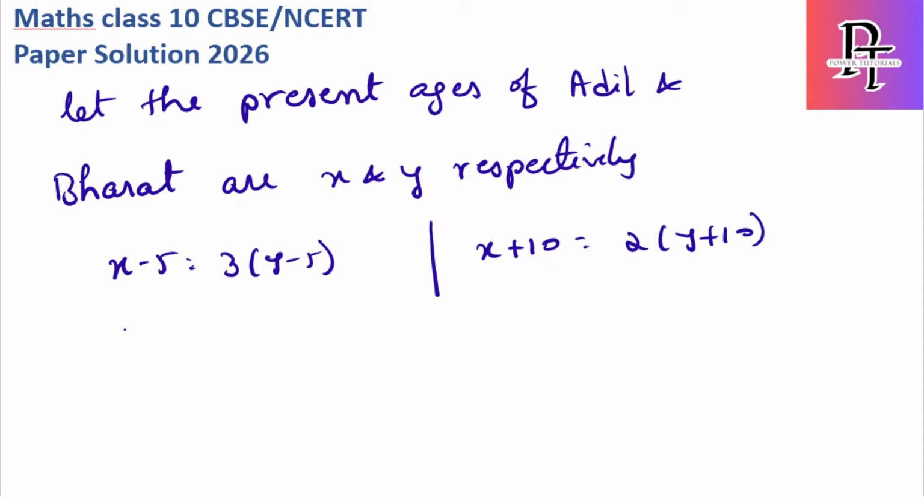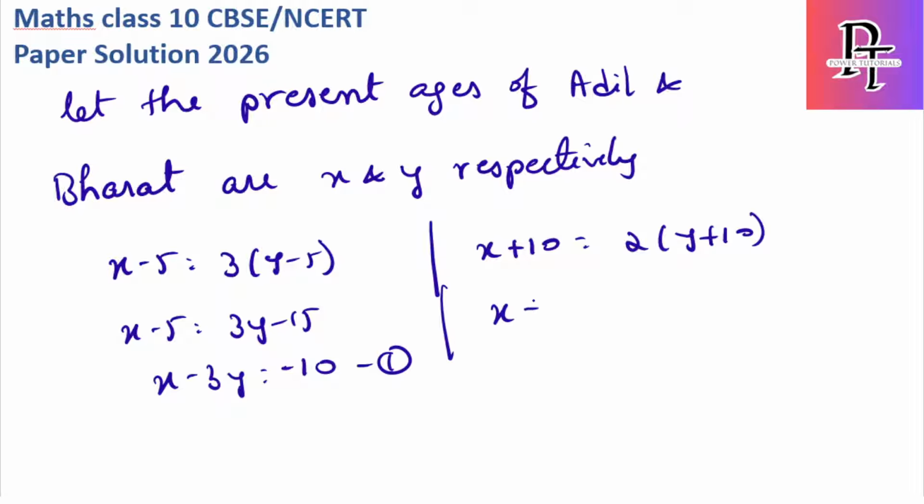Let's solve it. x minus 5 is equal to 3y minus 15. So x minus 3y is equal to minus 15 plus 5 which is minus 10. This is equation 1. Same way let's solve equation 2. x plus 10 is equal to 2y plus 20. मतलब x minus 2y क्या होगा, 10 वो राइट से ले ले तो 20 minus 10 मिल जाएगा हमको 10. तो ये दूसरा इक्वेशन.